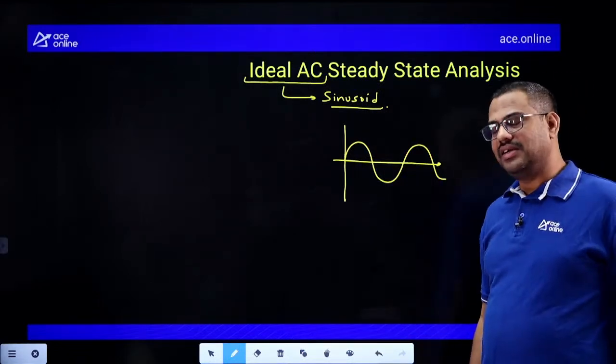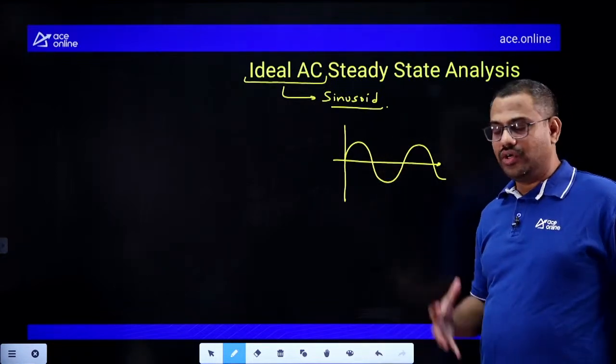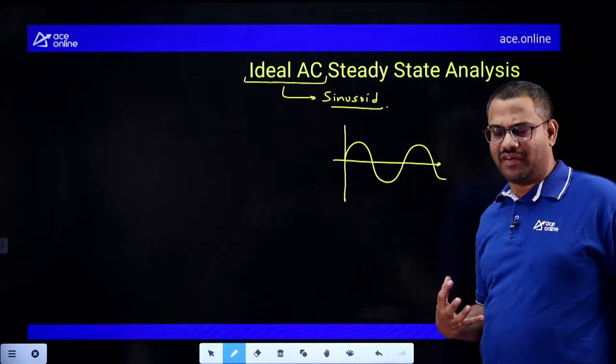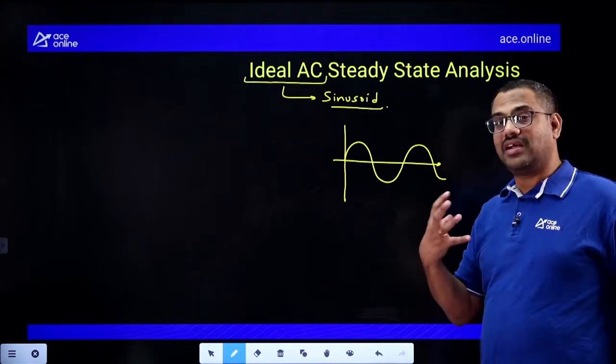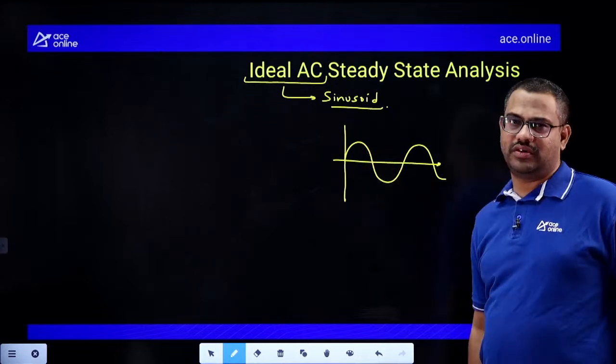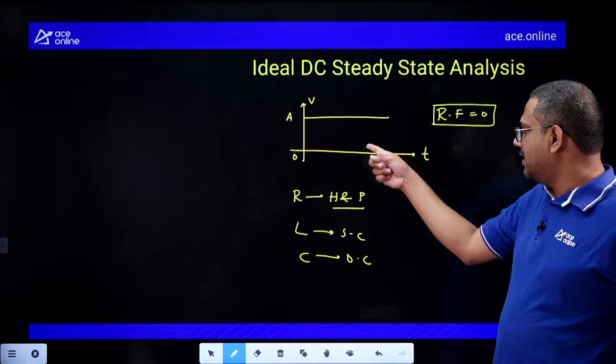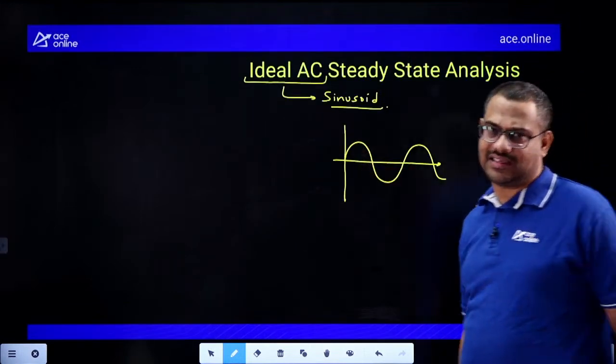What is the reason? The reason is very simple. The best waveform in electrical power engineering to generate, transport and distribute our electrical energy at bulk level with minimum losses and highest efficiency is only possible with sinusoid. That is where the fight happened between Edison and Tesla. This is what I was giving a hint in the last class.